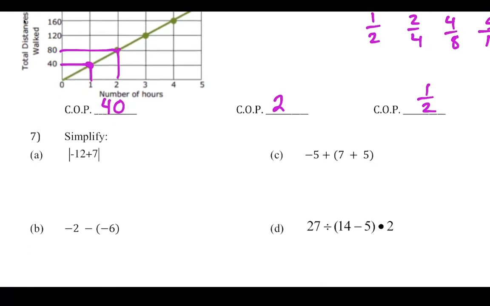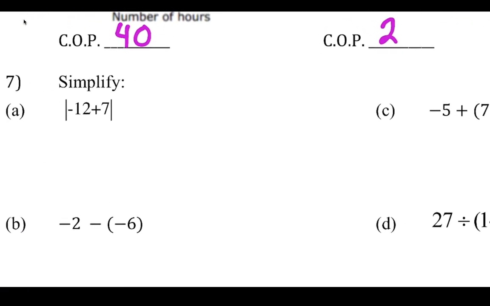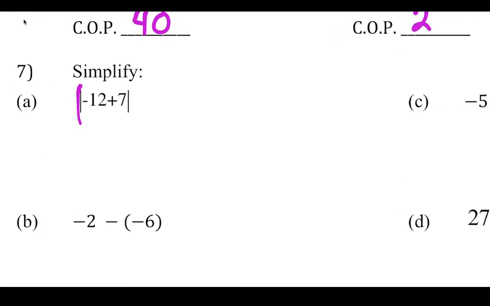Number 7 here, simplify. We're using order of operations. In order of operations, these vertical lines are absolute value. They act like a parentheses, so I'll do -12 plus 7 first. So I'm looking for the absolute value of -5. Absolute value is distance away from 0. The absolute value of -5 is 5.